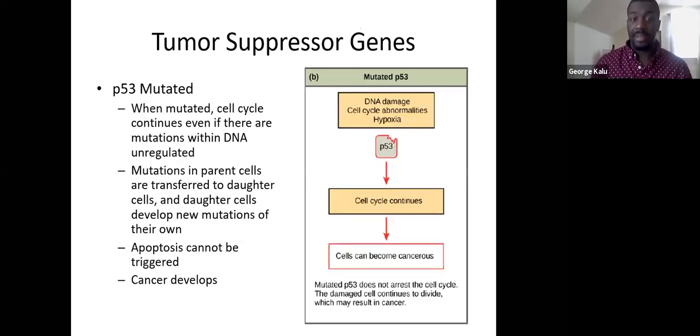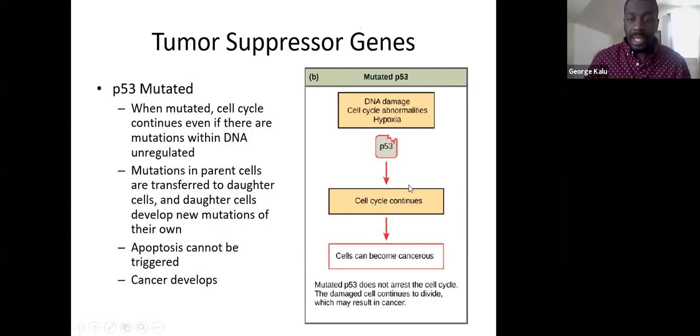Now, if P53 does get mutated, it will not have the ability to determine if there's any damage in DNA. So the cell cycle is going to continue even if there's problems, even if there's mutations in the DNA. For example, here we have our mutated P53. If there's DNA damage, it's not going to be able to recognize the fact that there is DNA damage, and it's going to continue to run through the cell cycle as if there's nothing wrong, when there is, in fact, something wrong with the DNA.